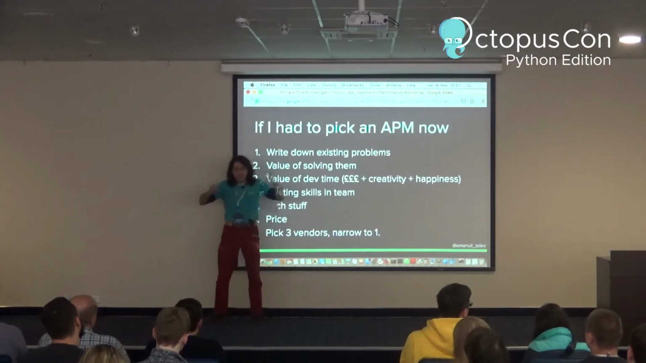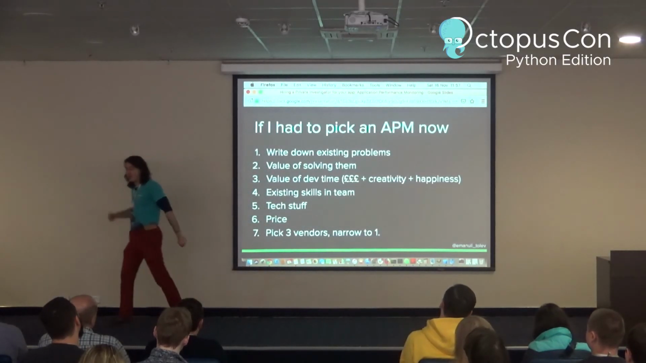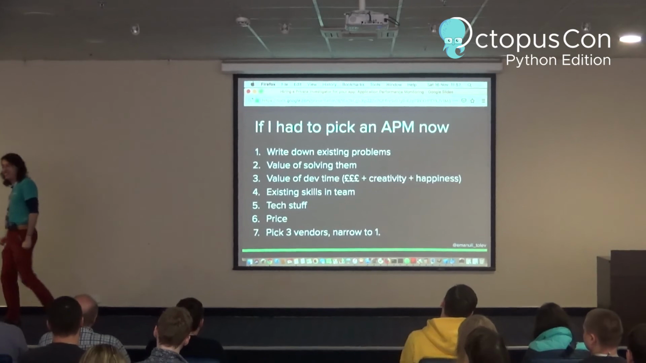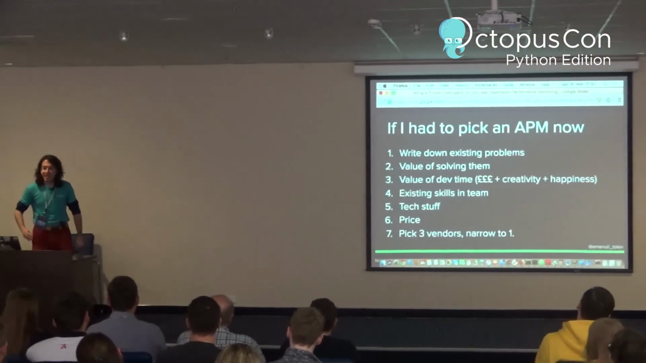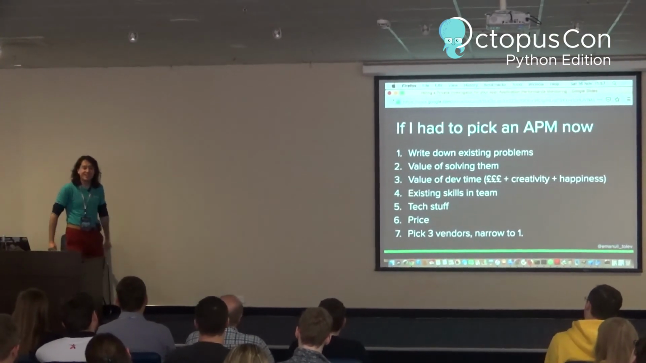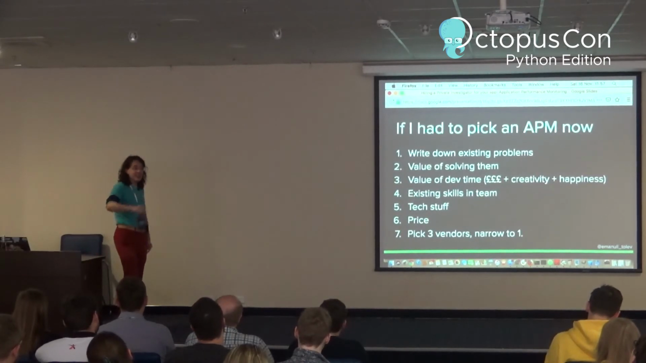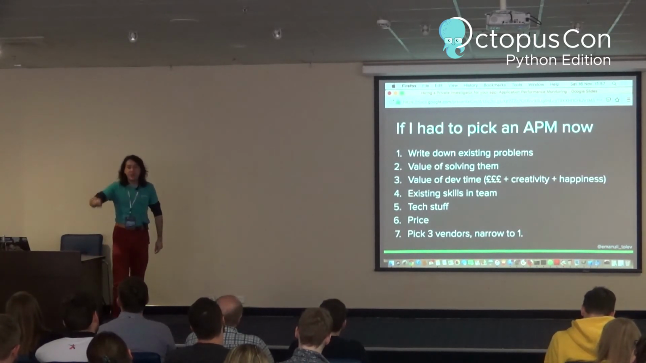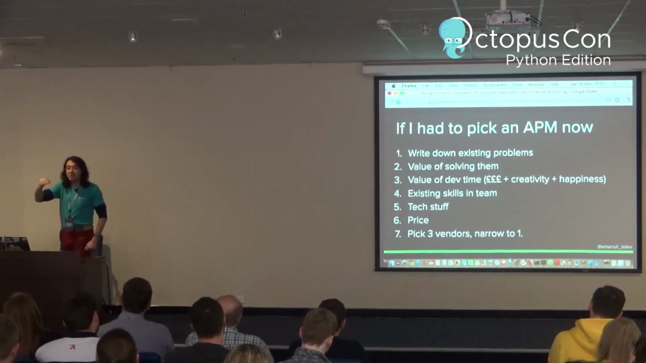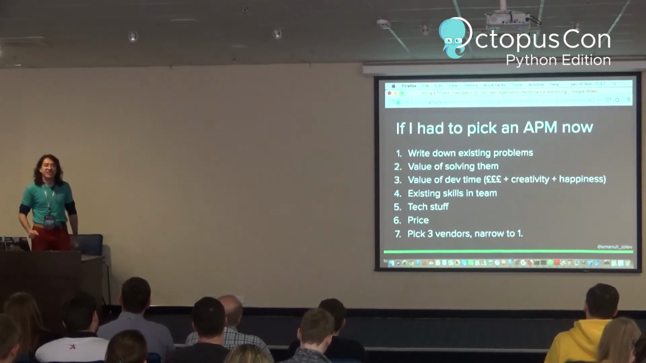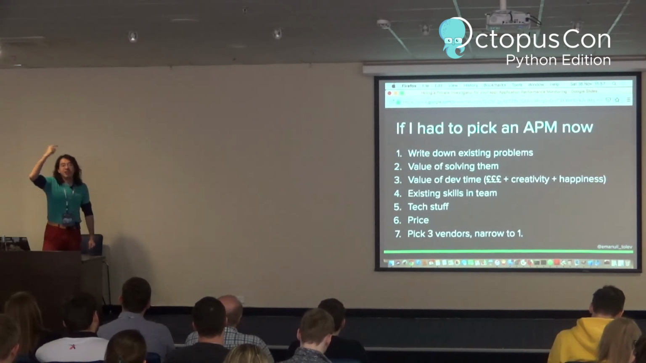Pick 3 vendors and then narrow down to 1. It will force you to think, right? Then you don't get excited by a talk like mine and go, oh, I should install Elastic APM. No, pick 3 vendors and compare them. That will make you think about your own needs. That's the point.